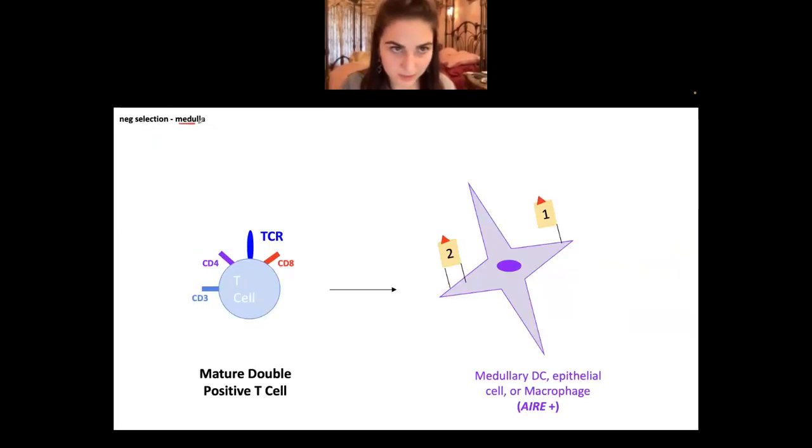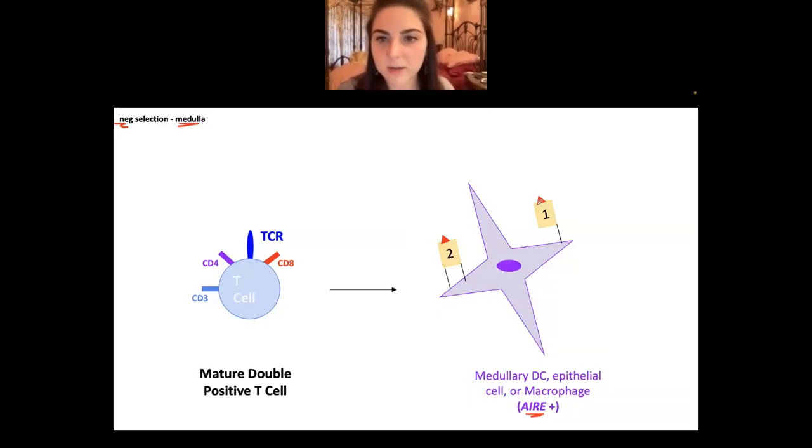Negative selection happens in the medulla. There we go. That's not a typo. Yes. So negative selection happens in the medulla. And so here's our mature double positive T cell that just got positively selected for. And here is your either a medullary dendritic cell, a medullary epithelial cell, or a medullary macrophage. And remember I said yesterday we talked about AIRE very briefly, and I said we'll talk about AIRE tomorrow. Here's AIRE. And AIRE is just a gene. These medullary cells have AIRE, and AIRE is what allows this process of negative selection, which you'll see in a second.